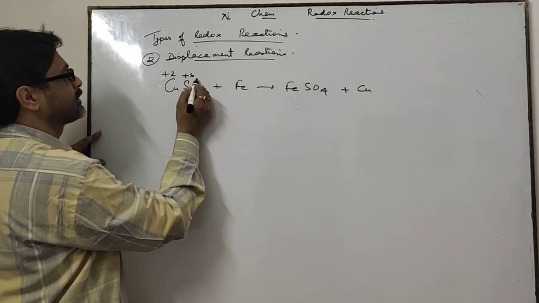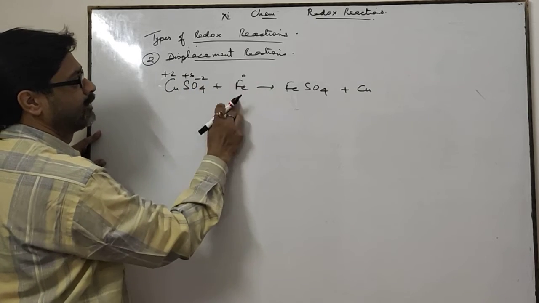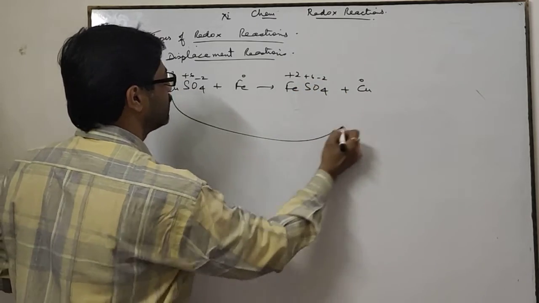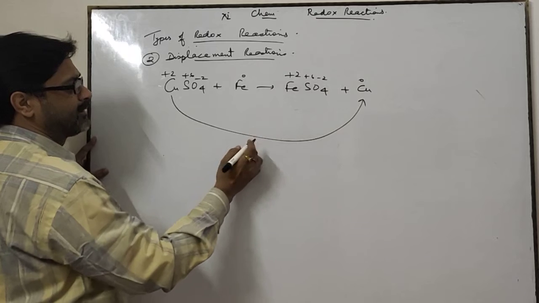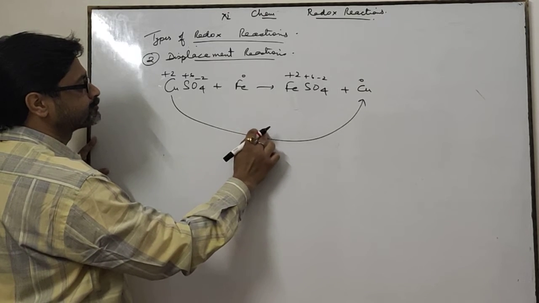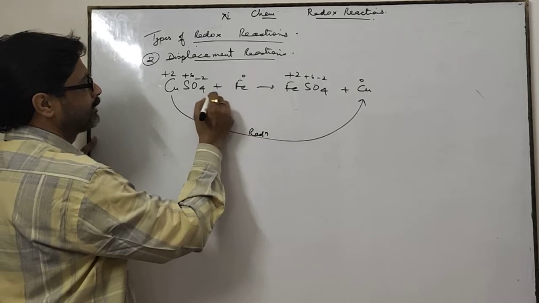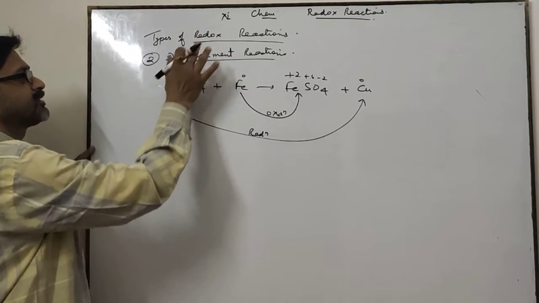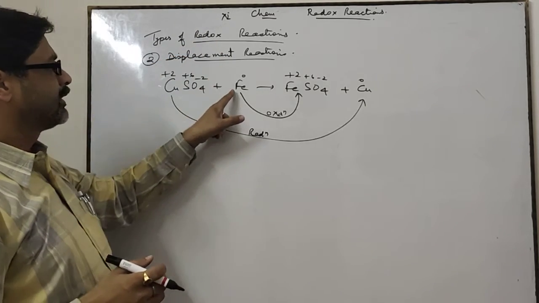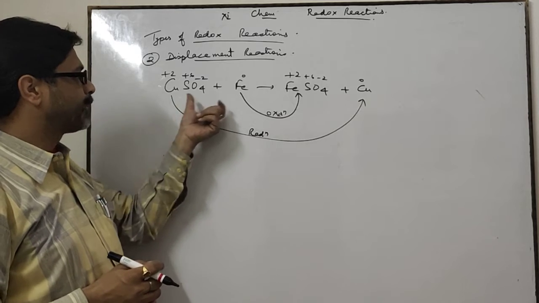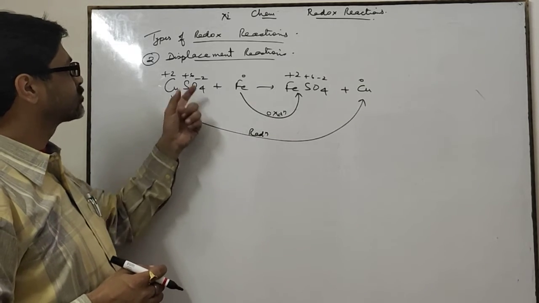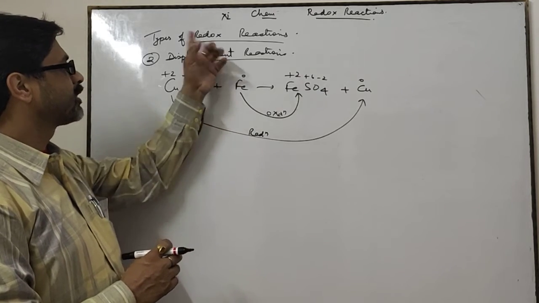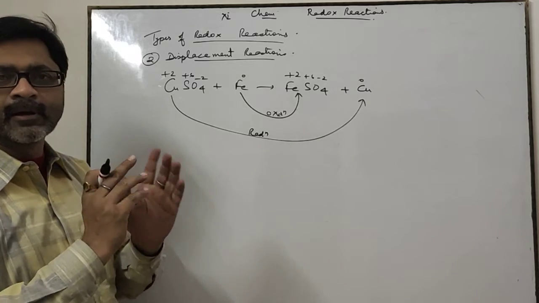Oxidation number of Cu is plus 2, S plus 6, O minus 2, Fe is 0. Here plus 2, plus 6, minus 2, 0. You see here, the oxidation number of copper decreases, means it is reduction, and the oxidation number of Fe increases, means oxidation. This is a type of redox reaction. This is displacement reaction in which Fe displaces copper from copper sulfate, and in this reaction reduction and oxidation both take place. Hence it is also a type of redox reaction in which displacement of one atom by another takes place.